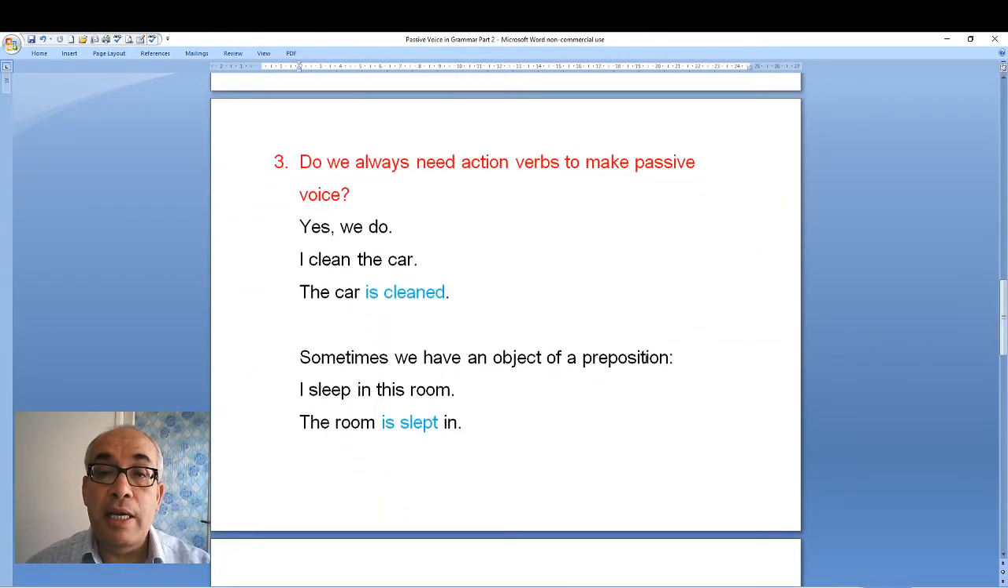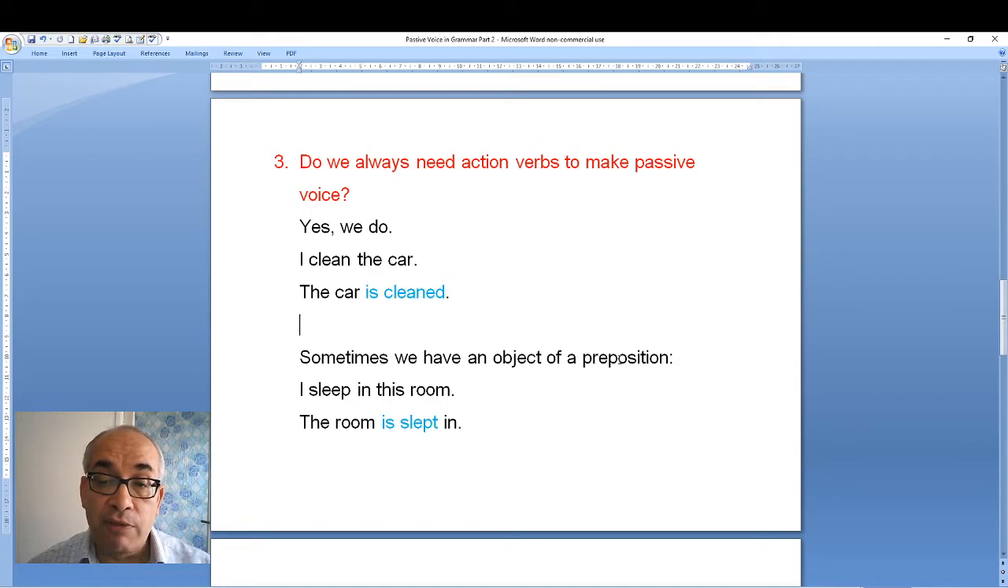Do we always need action verbs to make passive voice? Yes, we do. I clean the car. The car is cleaned. Is cleaned is passive voice. So, clean is the action verb, and is cleaned, I make it passive voice.